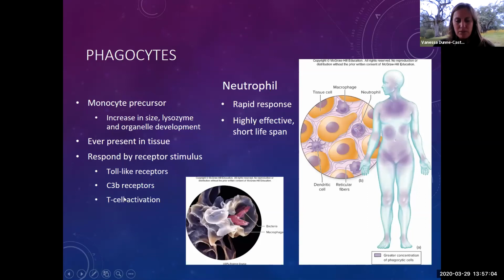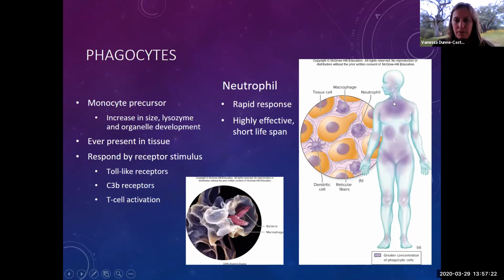C3b receptors are a part of the complement system, which I think I'll talk about on the next set of slides. They can be activated by our third line of defense too, and we'll talk about that in chapter 13. But we are focusing on these pattern recognition receptors, which engage these bacteria and cause this invagination. This is such a cool picture.